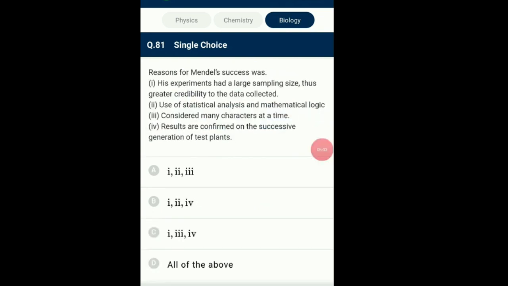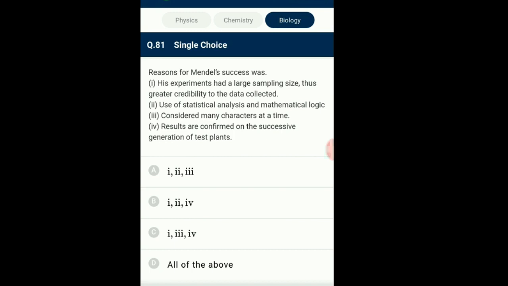Question number 81. Reasons for Mendel's success was: Mendel in his experiment studied the inheritance of a single character at a time. He investigated characters in garden pea plants that were manifested as two opposing traits that allowed him to set up a basic framework of rules governing inheritance.